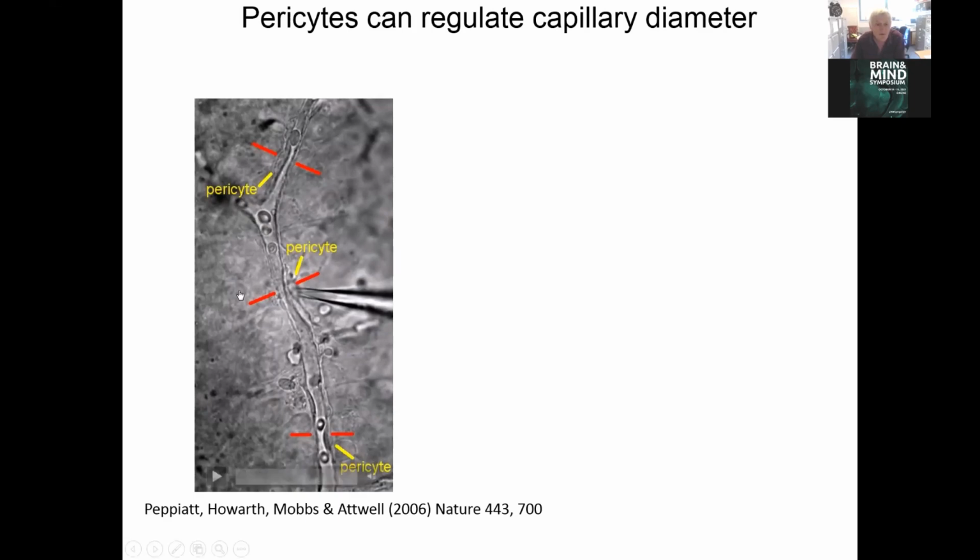Now, this movie, if I play it one more time, shows another remarkable thing, which is that pericytes talk to each other. There's a pericyte here and another one down here. You can see that after this one constricts, when we depolarize it, this one constricts here. This is done by an electrical signal going along the endothelium outside, which forms the wall of the capillary.